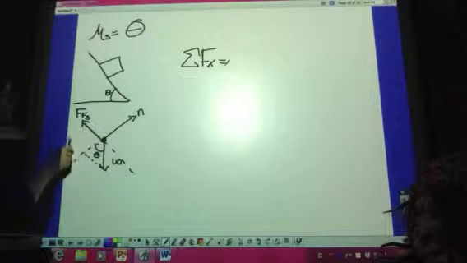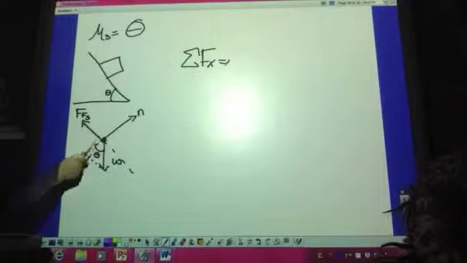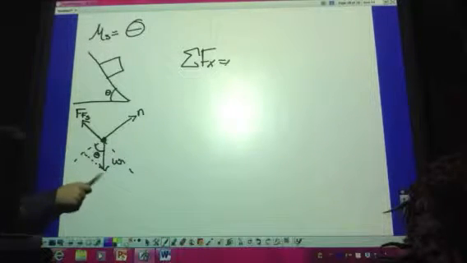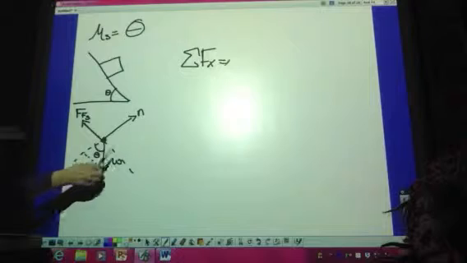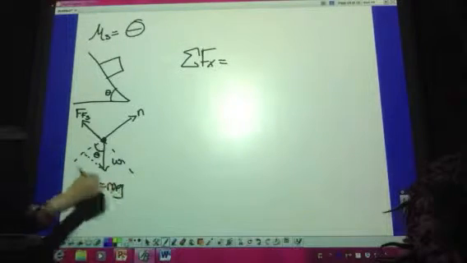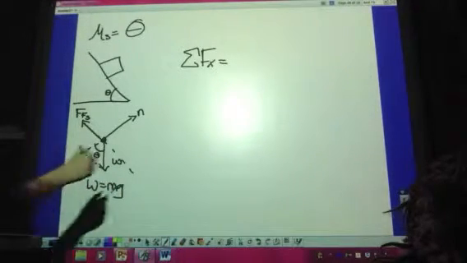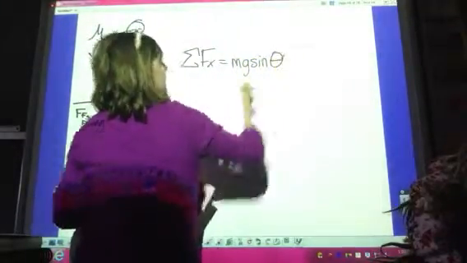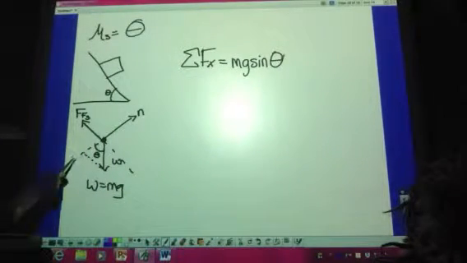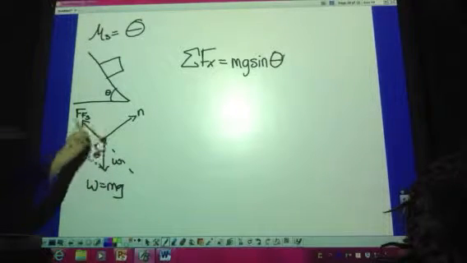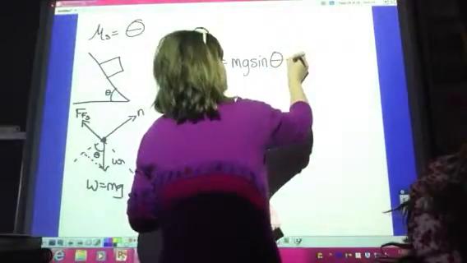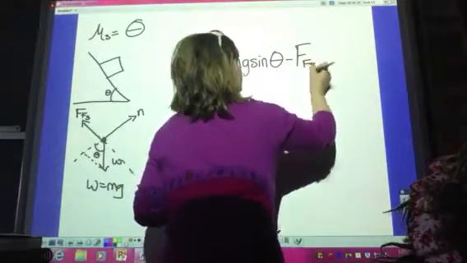So I have the force of friction, but then I also have my weight component, right, in that x direction. So I would have weight is also equal to m times g, so mg. So I have mg sine theta, and since that would be going that way, it would be a positive value, and then I would have a negative value because I'd be moving in the opposite direction, force of static friction. So I have mg sine theta minus force of static friction.